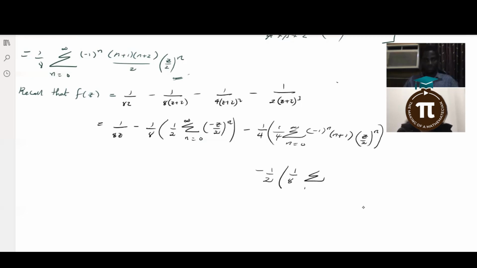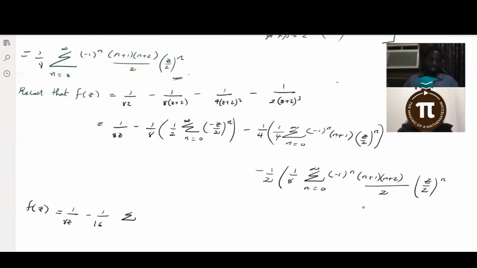The summation of n starting from 0 to infinity of minus 1 raised to power n. Then I have n plus 1, n plus 2, divided by 2, times z over 2 raised to power n. Do you understand? And we are almost done with this. This is minus 1 over 16, summation of n starting from 0 to infinity of minus z over 2 raised to power n. This is also minus 1 over 16.